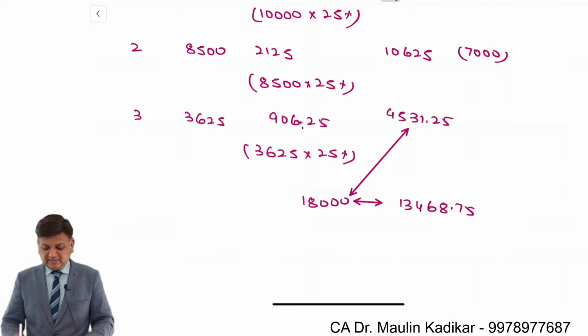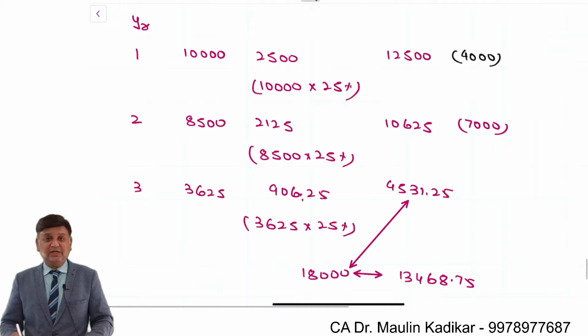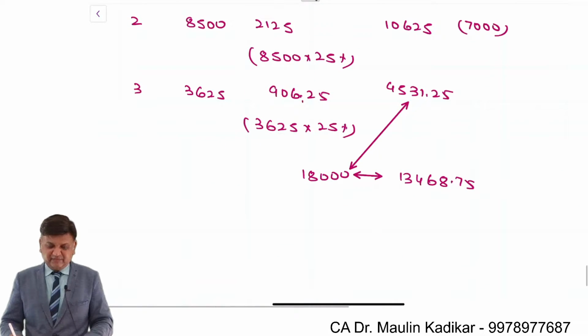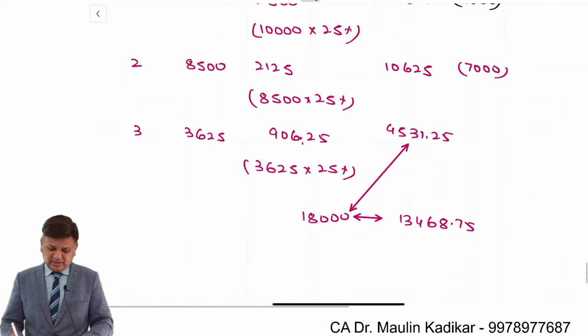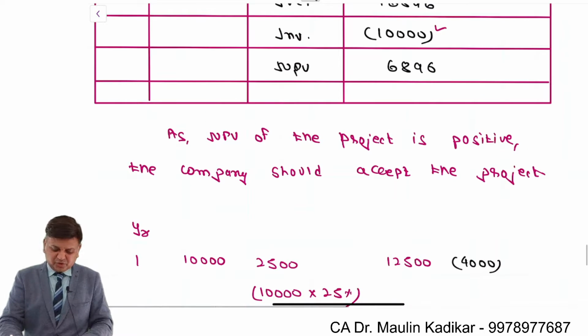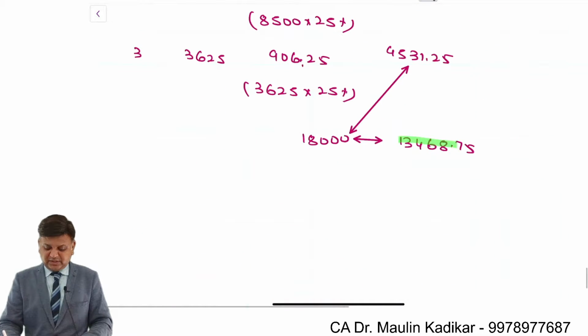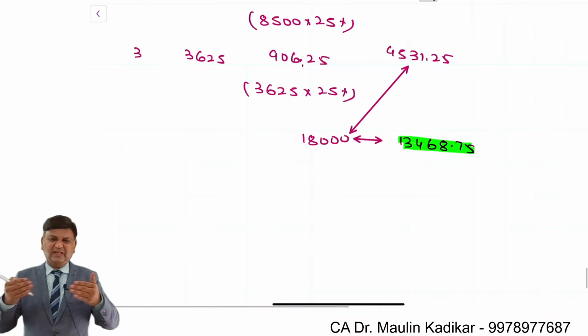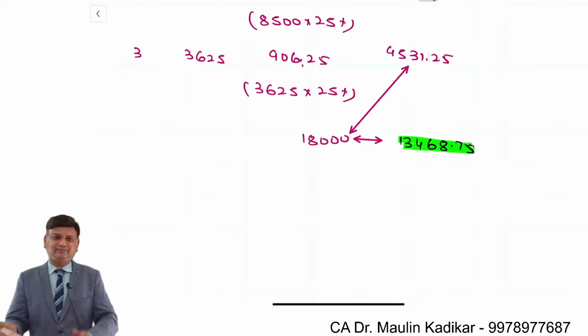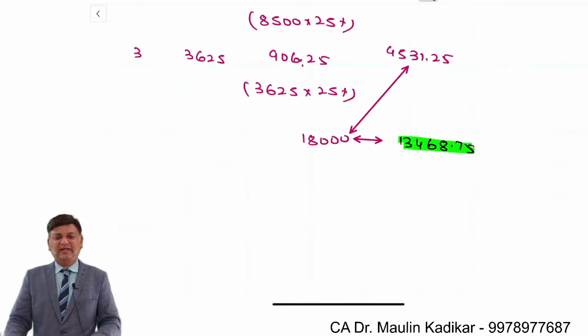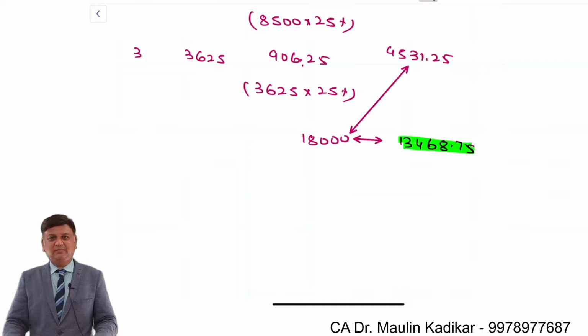He said, Maulin, I'm really happy with this cross verification that you have shown me. However, only one small query. Earlier you had shown me something like 6,896. Now you are showing me 13,468. So why are these two values not matching? I told him that both of them are the same. He says that both of them are different.